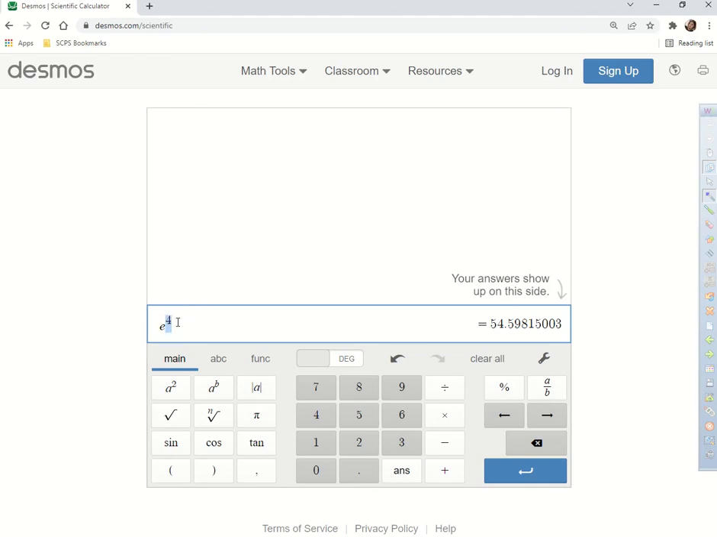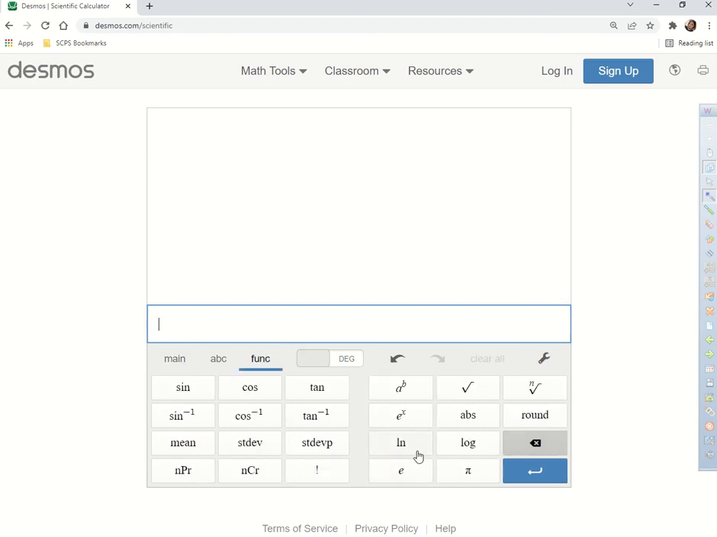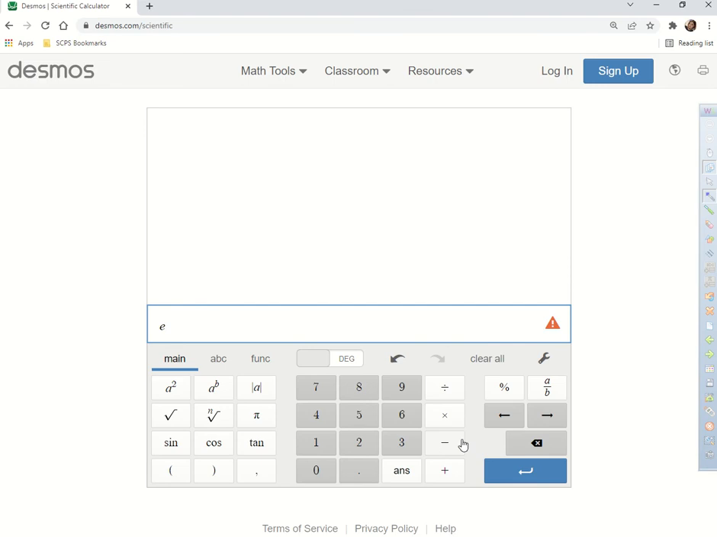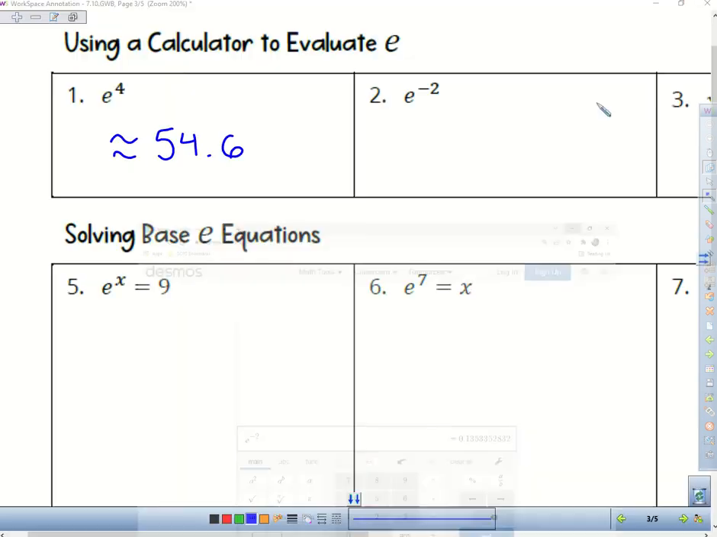Okay, so if we go back to our Desmos, now we're just going to change this number right here to a -2, right? Well, that didn't work. I thought it was going to keep it as an exponent, but it didn't. So I'm just going to clear it out. I'm going to go e to the x, and then I'm going to type in -2 to the power of -2. And I get approximately 0.14, right? 0.14.